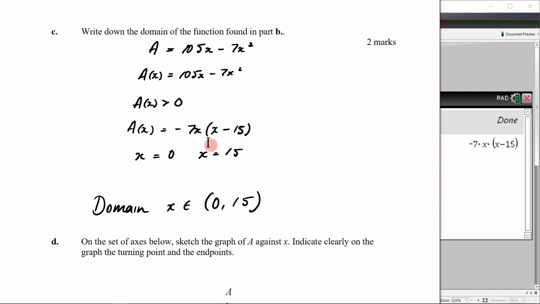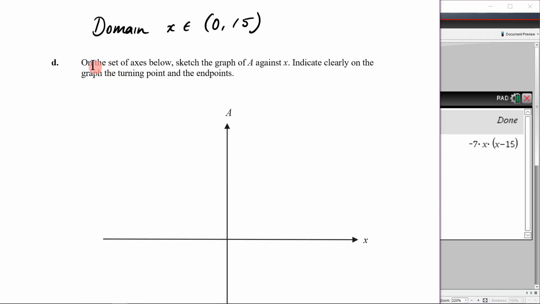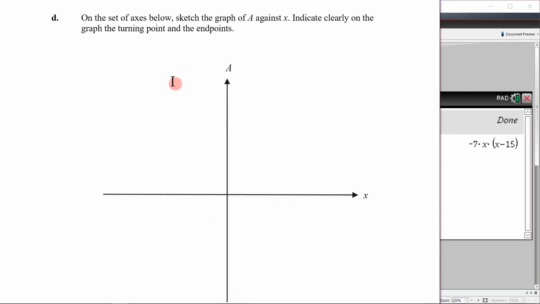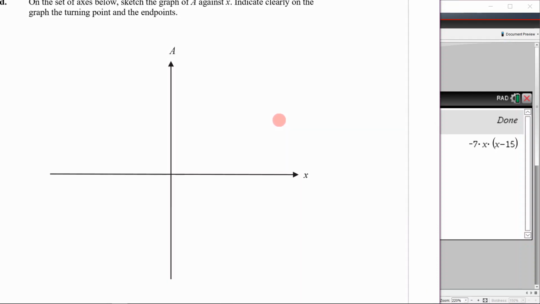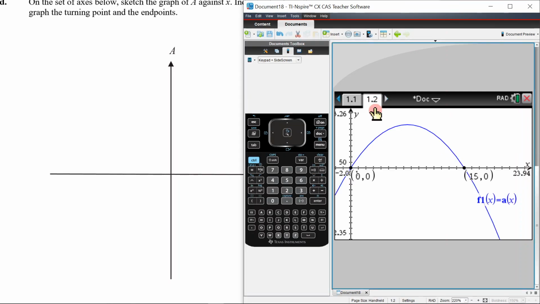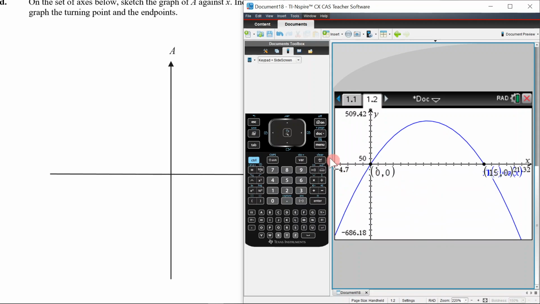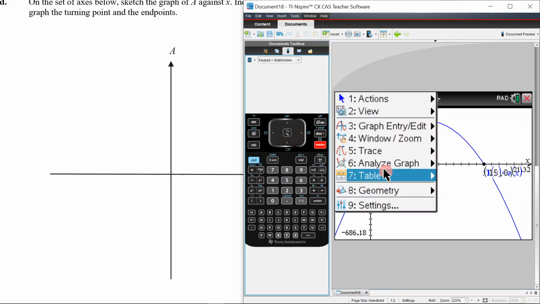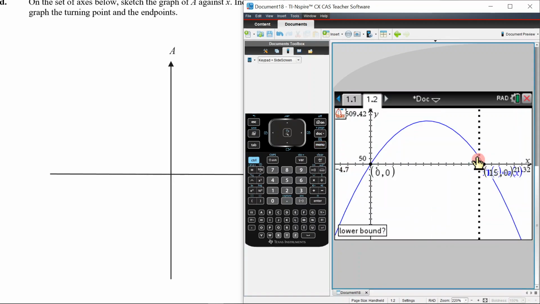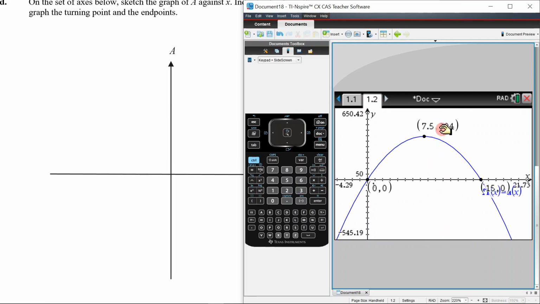Perfect. Let's keep on moving now. It says on the set of axes below, sketch the graph of A against x, and indicate clearly on the graph the turning point and the endpoints. So the turning point and the endpoints. This is where we're going to utilize the graph that we used over here. Now we have to find analyze graph, maximum. Perfect. As you can see here, it's 7.5 and then 394.